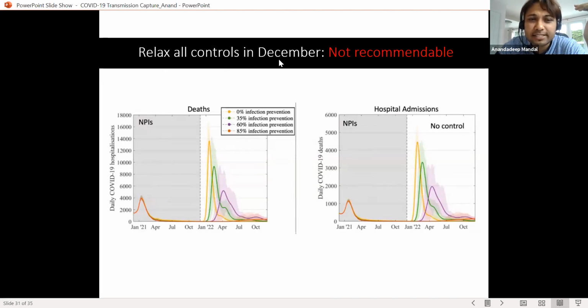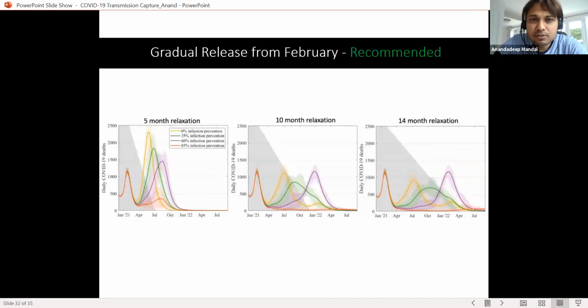Relax all controls in December. Not recommendable. Why? You can again see the deaths and the hospitalization rates. Hospitalization rate for me is more important than deaths, because hospitalization and ICU occupancy puts the NHS under much more stress than deaths, which can also happen in care homes and at homes. So yeah.